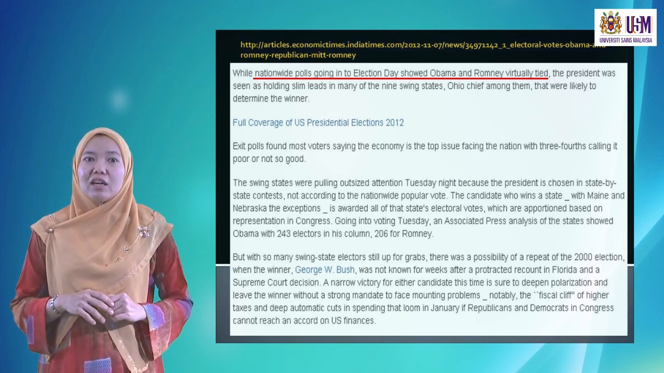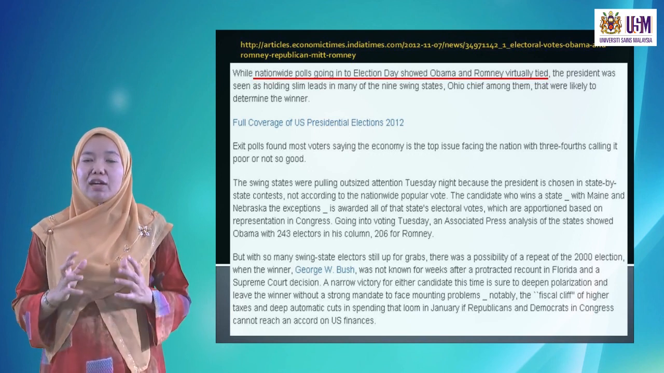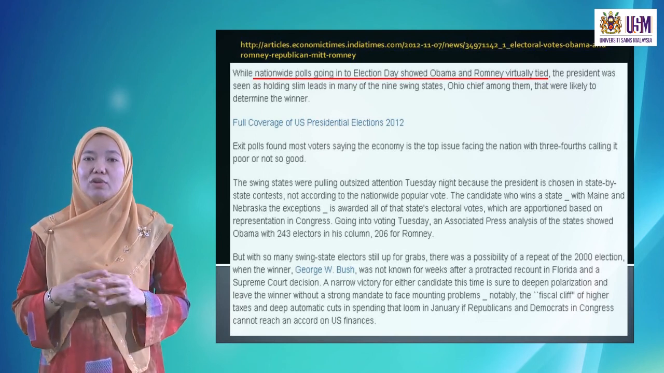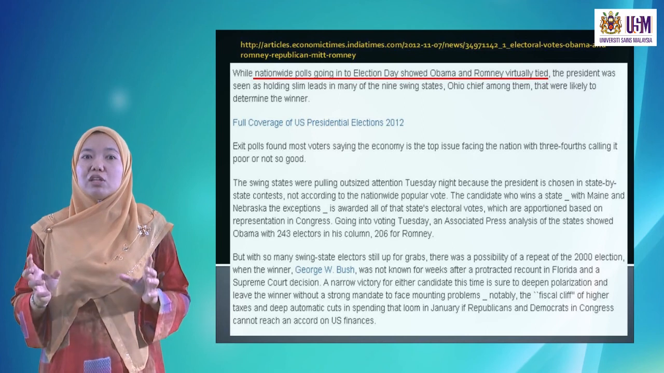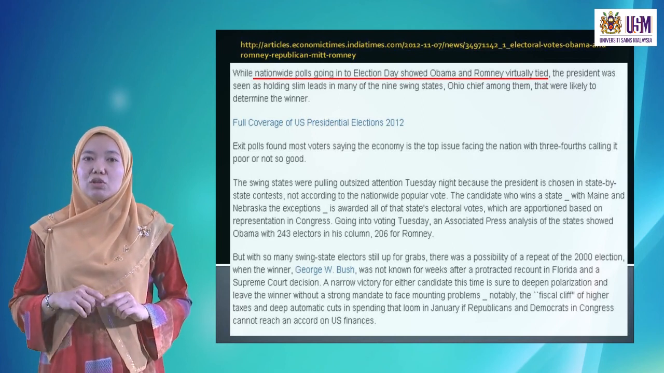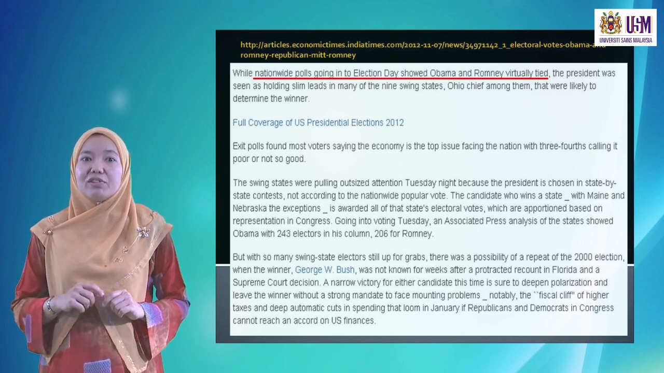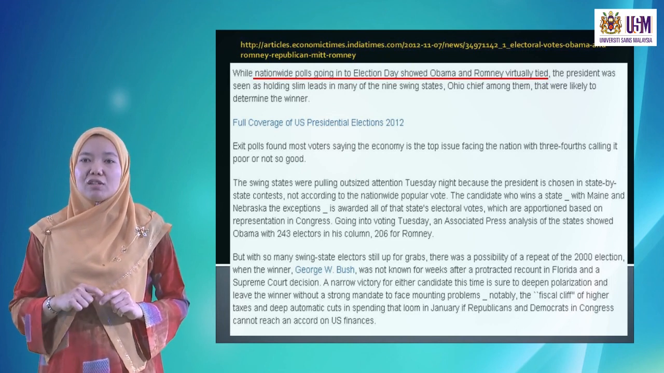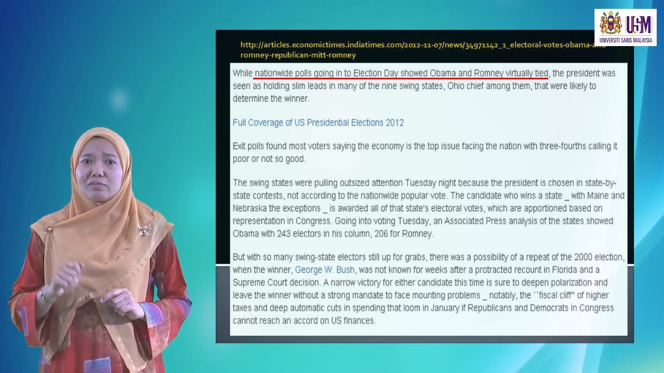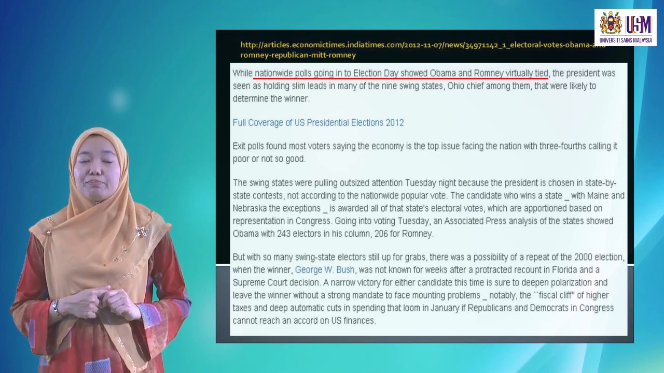So as you saw on screen, we have this nationwide poll going into election day. Before the actual election day, people are very much interested to know who will actually win, such that they are making predictions. So how do people make predictions? Basically, we need to have a poll before the actual election day. It shows that the incumbent president Barack Obama was seen as holding a slim lead in many of the 9 swing states. Ohio is chief among them. So from this poll, before the election day, people already predicted that Obama is more likely to win the presidential election. You can read further and go to the website to learn more about this presidential election in the United States.